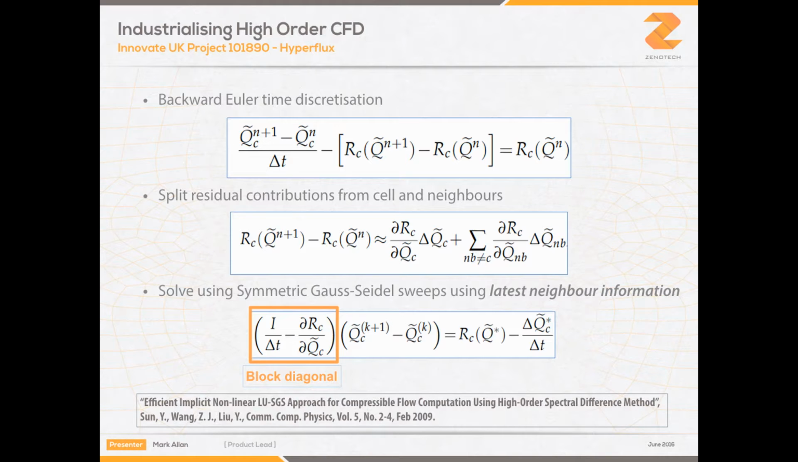The important thing to note here is that the Jacobian matrix which we have to deal with is block diagonal. It also doesn't have any terms to do with any neighbours, therefore we can treat each cell individually and treat each part of the Jacobian matrix individually. And by using the latest information from the neighbours, we're able to perform a sweeping iterative scheme, and ultimately we end up with our implicit solver.